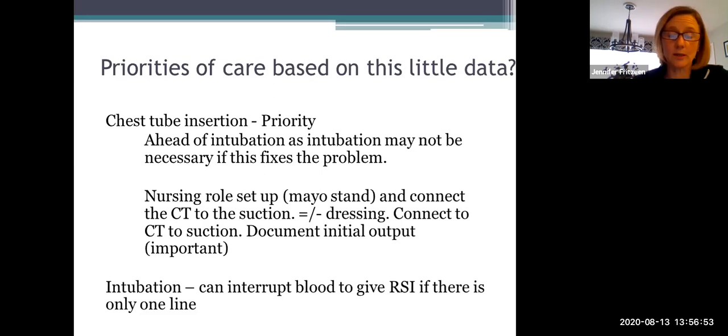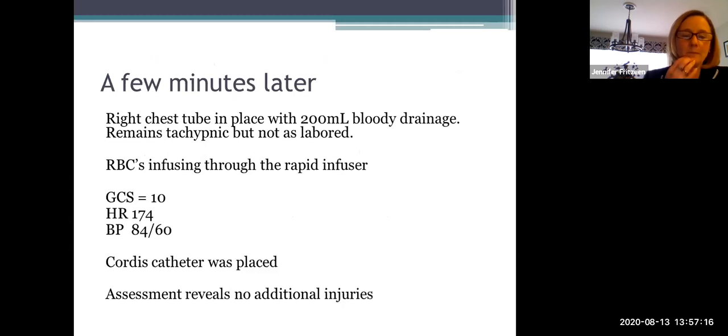This is really important, as I need to know, what does that initial output look like? Is it bloody? Is it serosanguinous? And how much of it dumps? Because that's going to give us some indication of how much they've already bled. And then, of course, if we need to intubate and you only have one line, we can interrupt that blood for a second to give RSI drugs. Hopefully, we'll have gotten that Cordis catheter or an IO in, and we can use that instead.